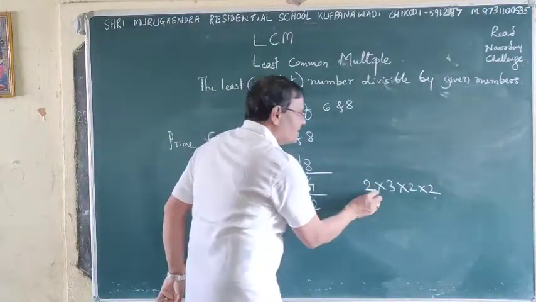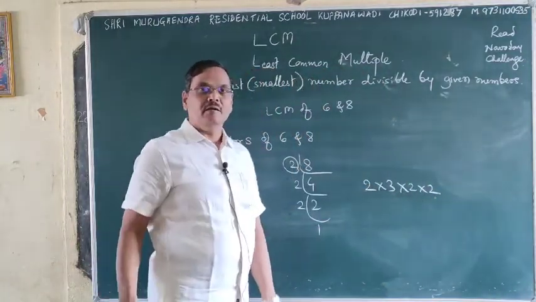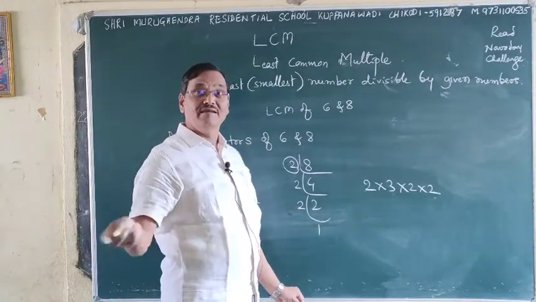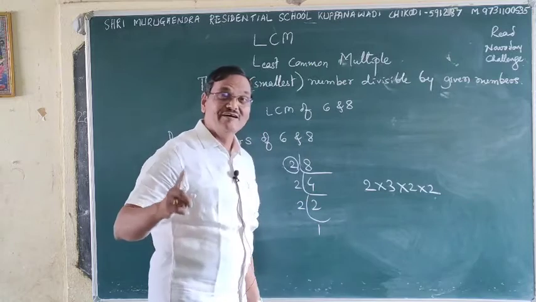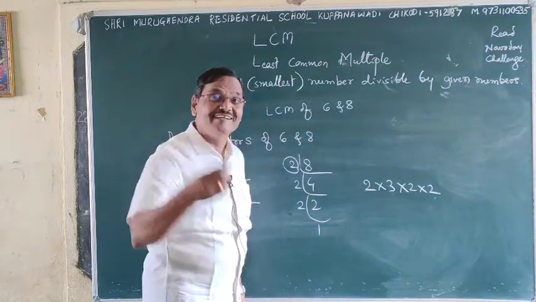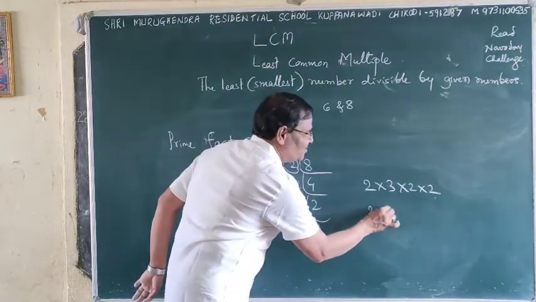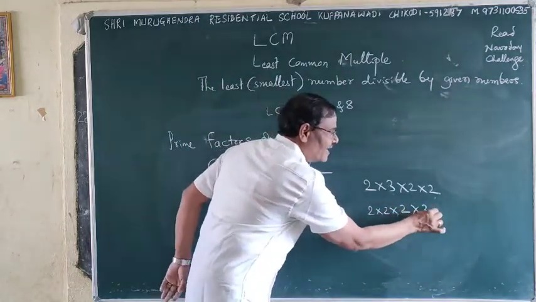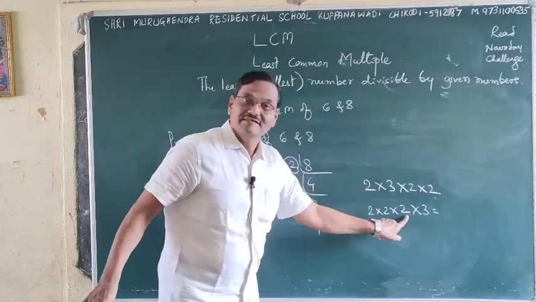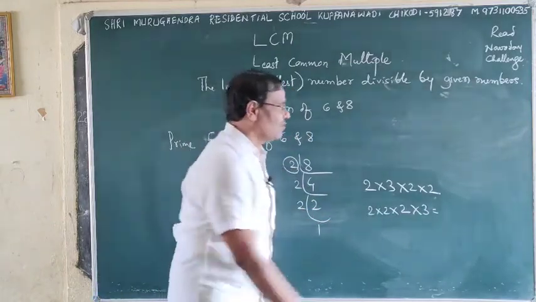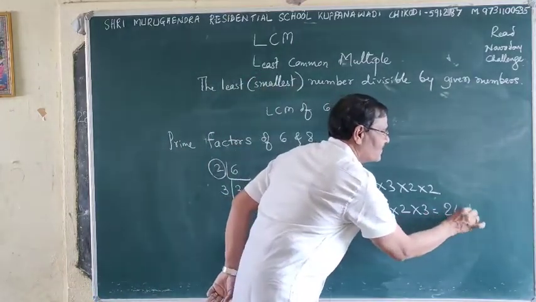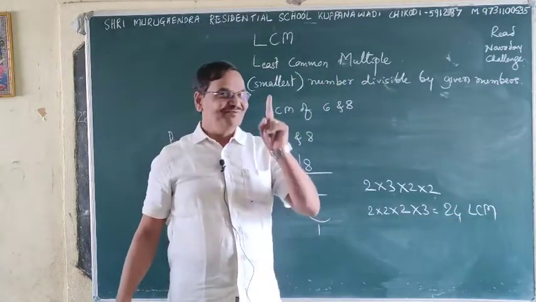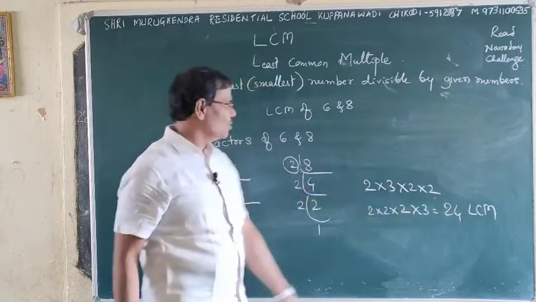Then this multiplication, before multiplication, you have to beautify the thing. How do you beautify it? You have to write in ascending order. 2 into 2 into 2 into 3. That is 3 2s are 6, 2s are 12, 2s are 24. It is the LCM of 6 and 8, as we got in the previous sum also.